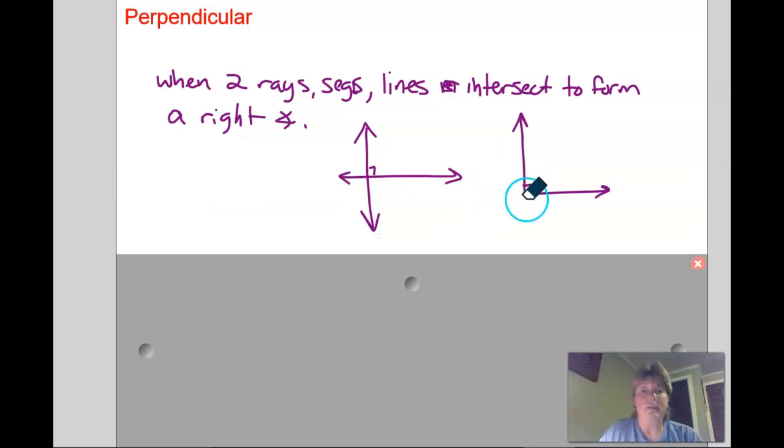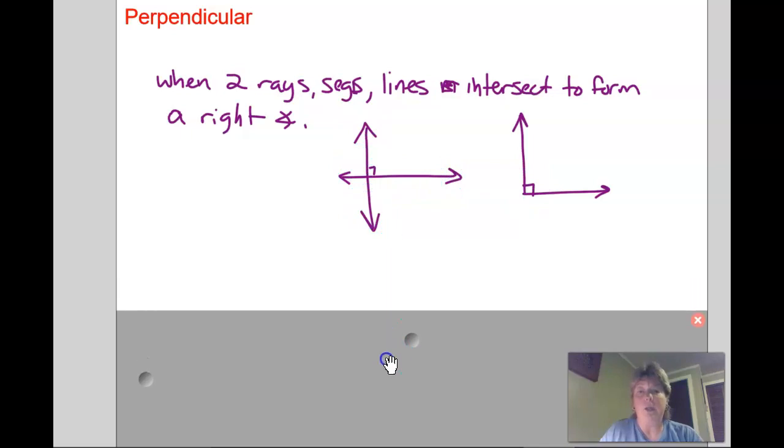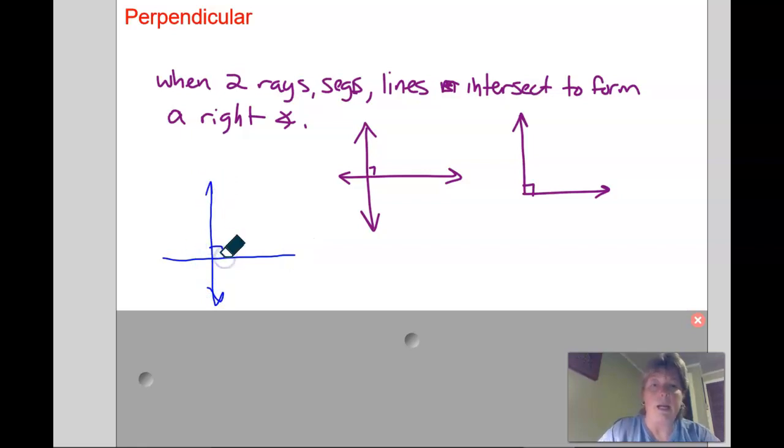So here's an example. We've got two rays that meet at a right angle. We've got two lines that meet at a right angle. You might have a segment and a line here that meet at a right angle. And the symbol for this is an upside down T. So that's the symbol for perpendicular.